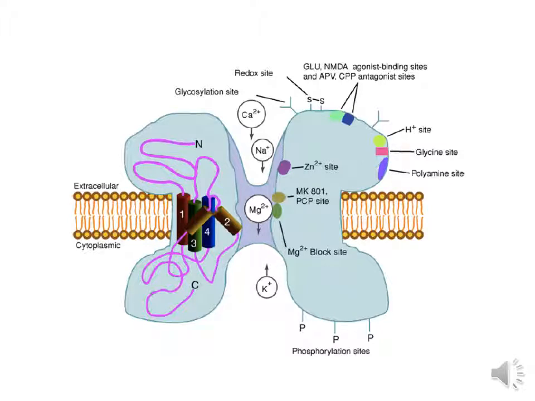This receptor is also susceptible to different modifications that modulate activation and desensitization, such as glycosylation and phosphorylation. And here are some examples. Usually phosphorylations occur in the intracellular space, while glycosylations occur in the extracellular space. And then here you can see how different agonist and antagonist sites can be found.